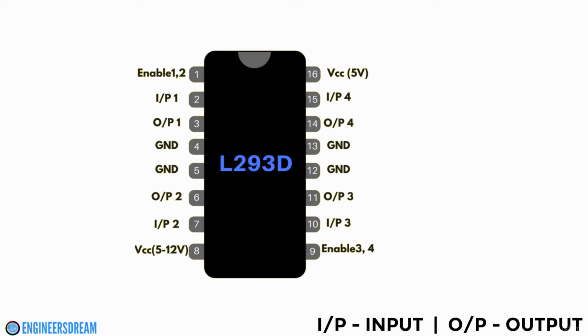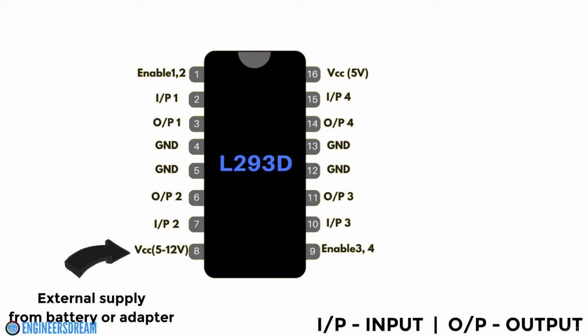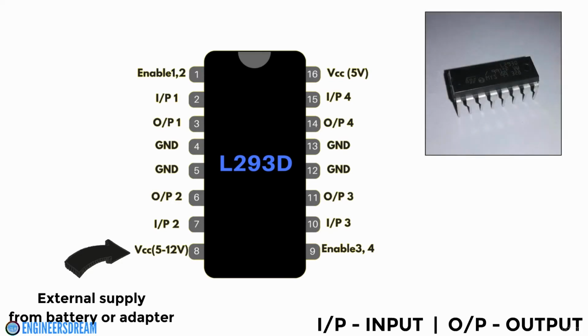Pin number 1 and 9 from this IC are called enable pins, which require 5 volts of power for operation. Pin number 16, which we can call the VCC pin, also requires 5 volts of supply. And at pin number 8, we need to give external power between 5 to 12 volts. That is, we need to provide external power using a battery or an adapter. Now, since we are using this motor driver circuit to control a robot, we will require a battery instead of an adapter.